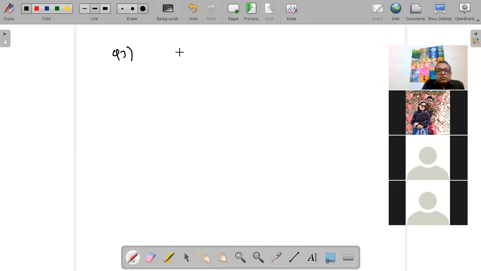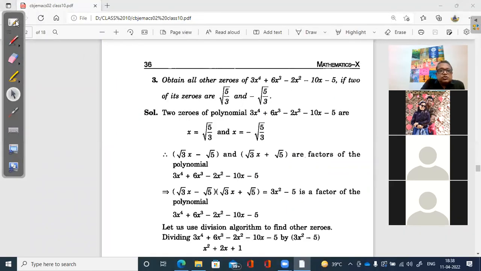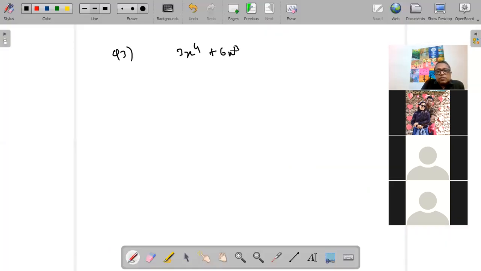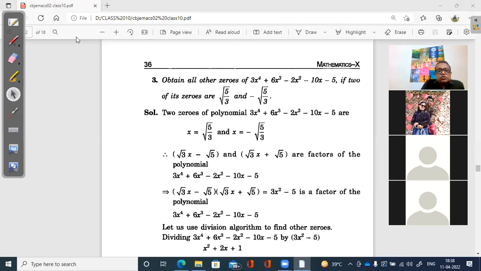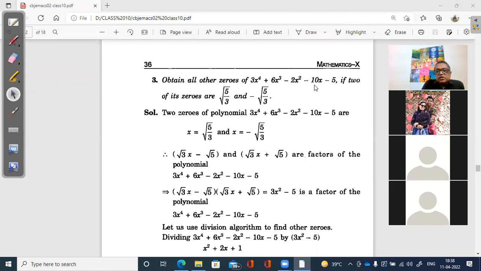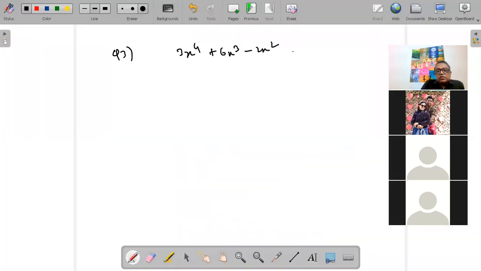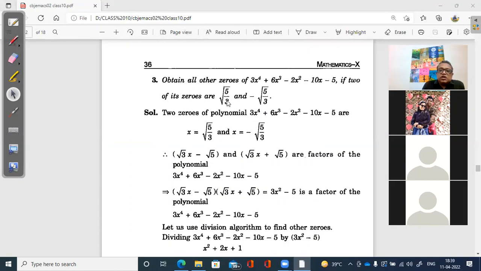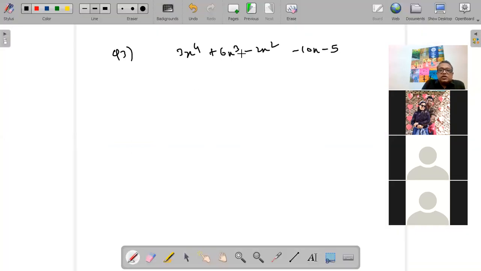that is 3x to the power 4 plus 6x cube minus 2x square minus 10x minus 5 if two of its zeros are root 5 by 3 and minus root 5 by 3. दो जीरो ऑलरेडी दिया है, तो इसको हम मानते हैं अल्फा एंड बीटा.